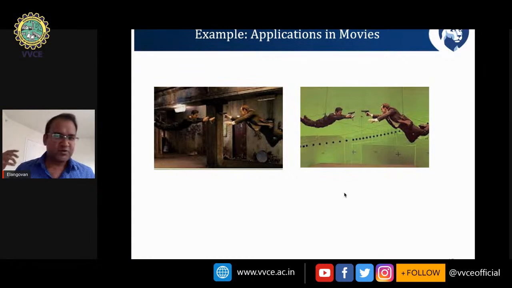Okay. Image processing has been used extensively in applications in movies. For example, this is a scene from The Matrix. The background is actually not the background they are working on. They typically work in a plain, green background, and now they can superimpose any background information onto the photo. So image processing has been extensively used in many applications.